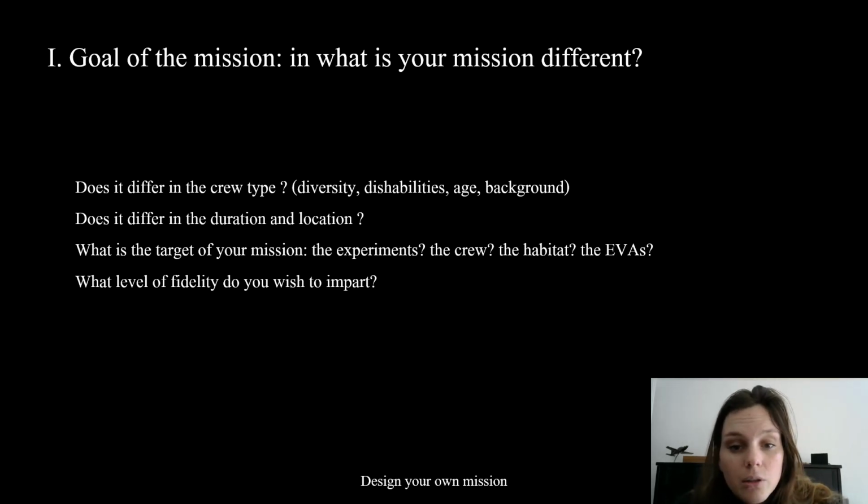Or is it the location? Is it the crew? What is really your main focus? Are you going to have plenty of EVAs, or maybe not? Because the EVAs, for example, are going to impact where the location is. And then what level of fidelity do you want it to be?